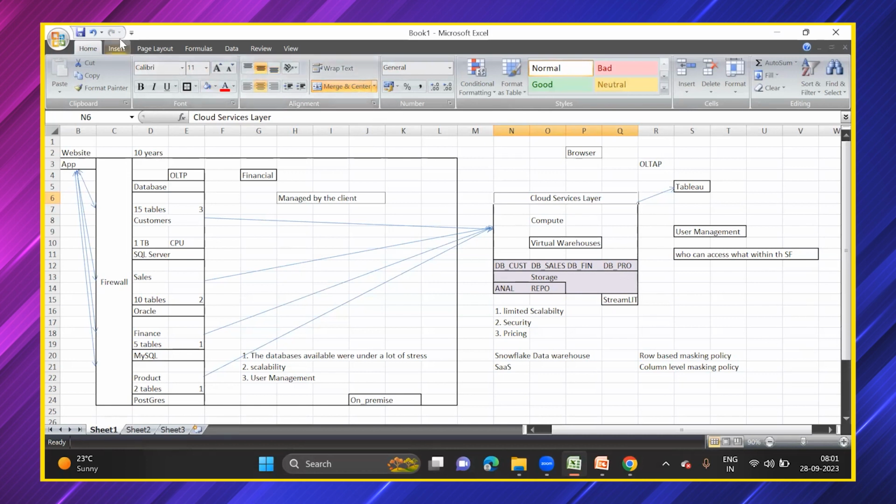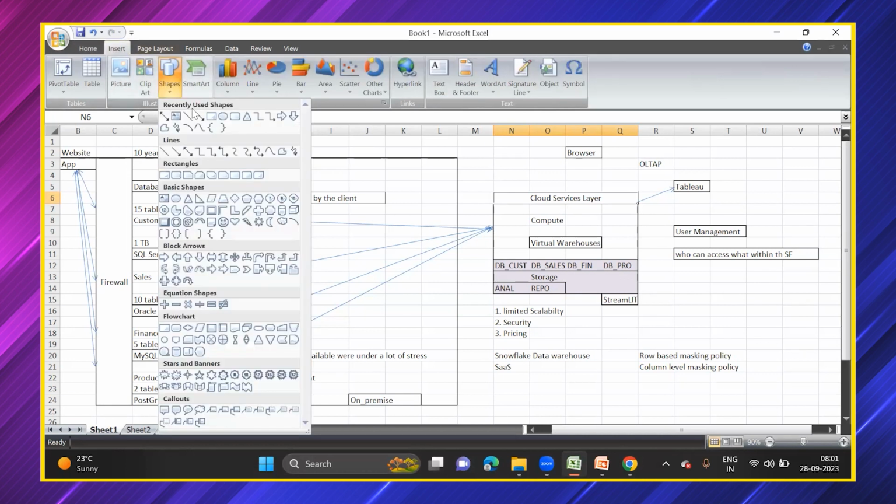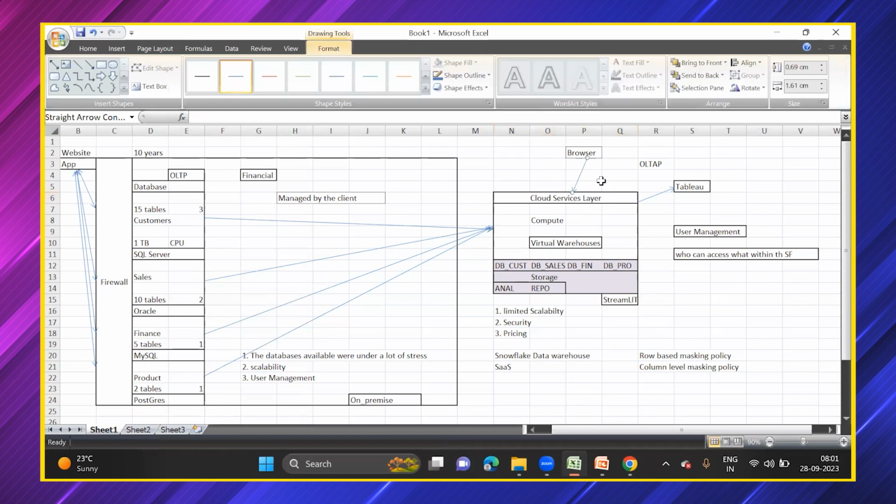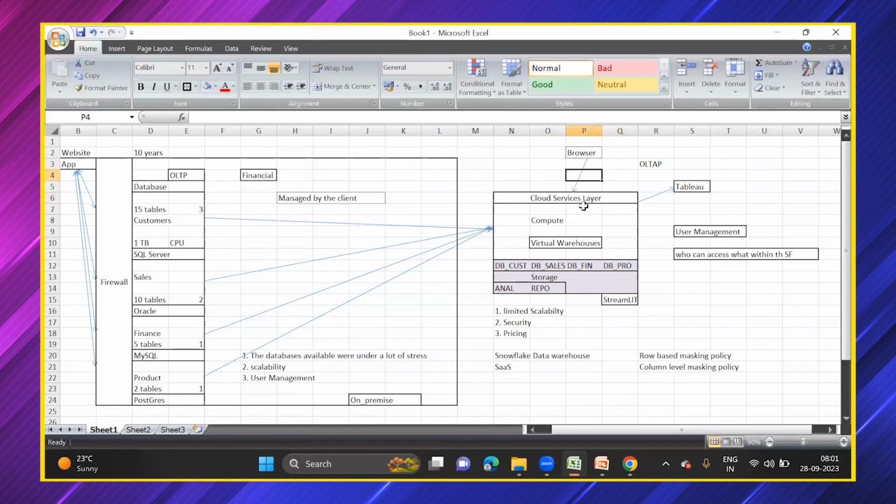Okay. So the user will not be directly interacting with everything all the time. I mean, not all the users. Some DBAs will be interacting with the virtual warehouses and the storage, but a normal user who just wants to see the data or run queries in the Snowflake data warehouse will be directly interacting with the cloud services layer.